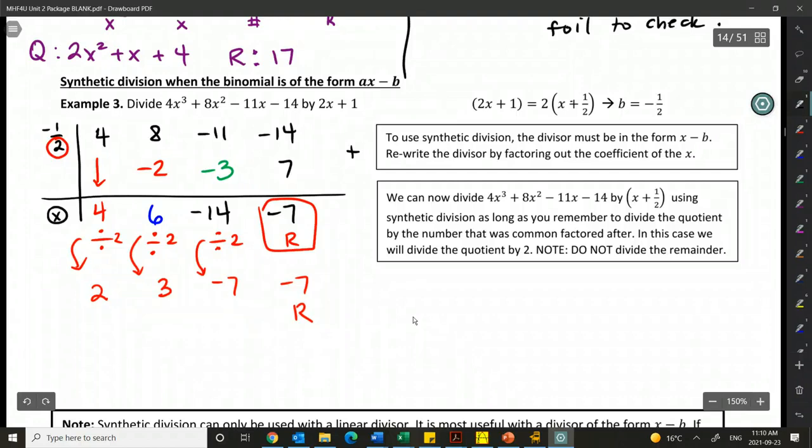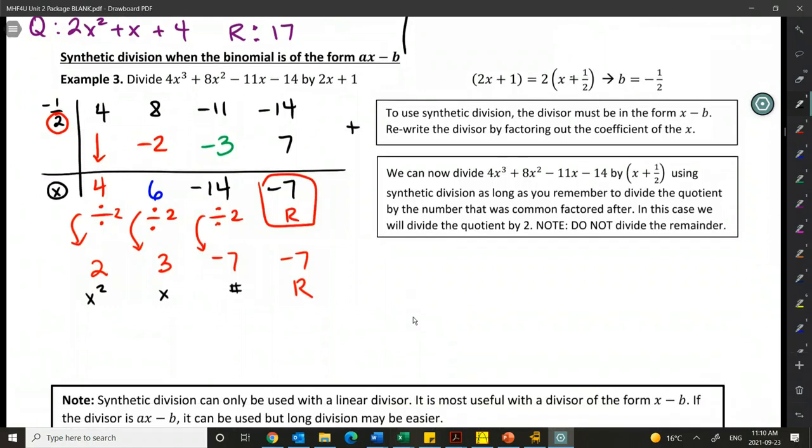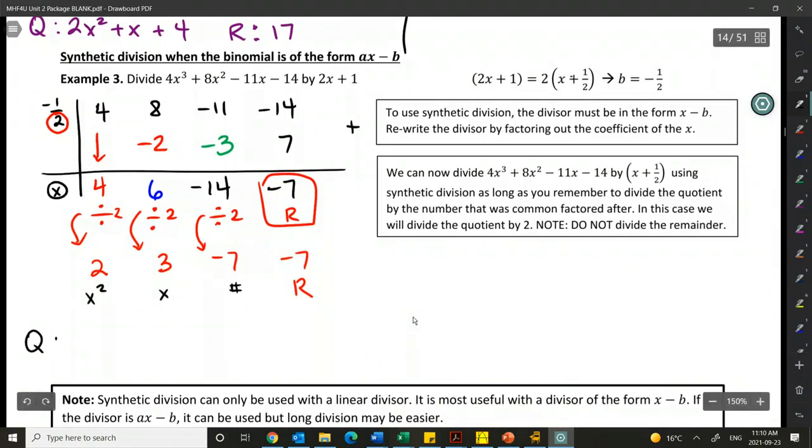And then I will work my way from the right to the left and decide, okay, I have a remainder. This will be my constant term. This will be my x term. And this will be my x squared term. Okay, so the quotient should be 2x squared plus 3x minus 7 with a remainder of negative 7.